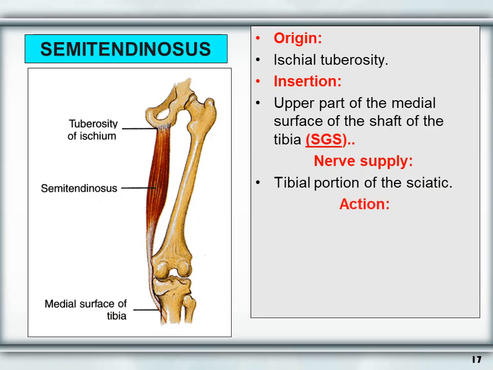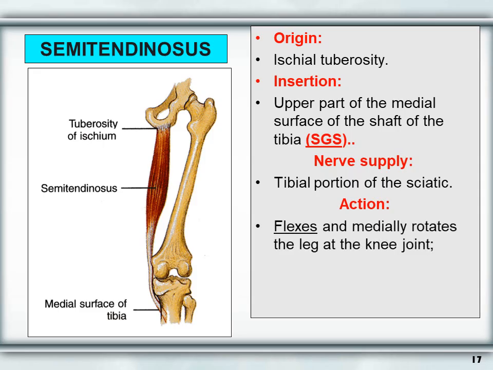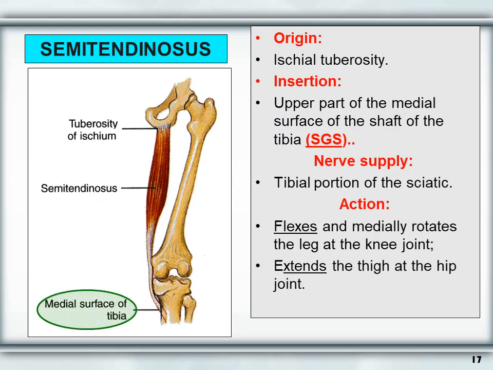The action of the semitendinosus muscle is flexion and medial rotation of the leg at the knee joint. At the same time, it extends the thigh at the hip joint. So it has two actions: flexion at the knee joint and extension at the hip joint.